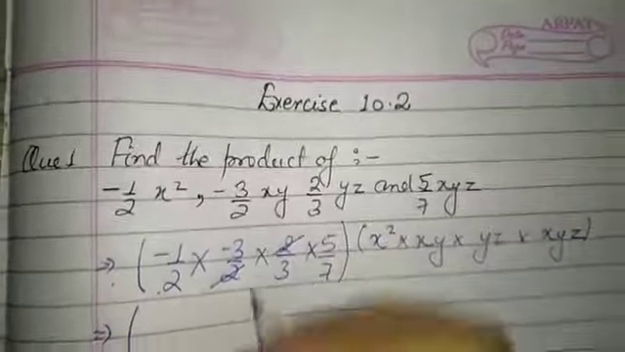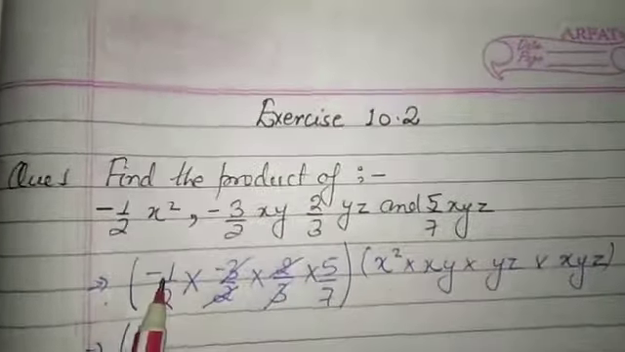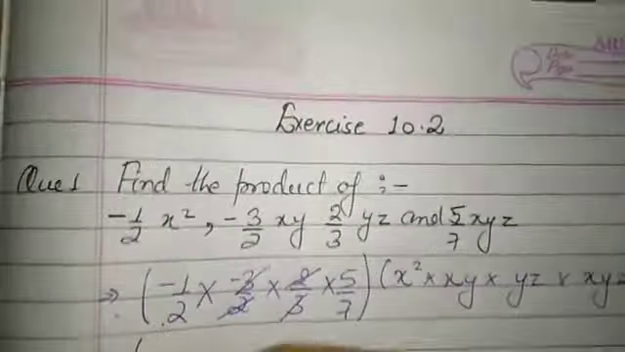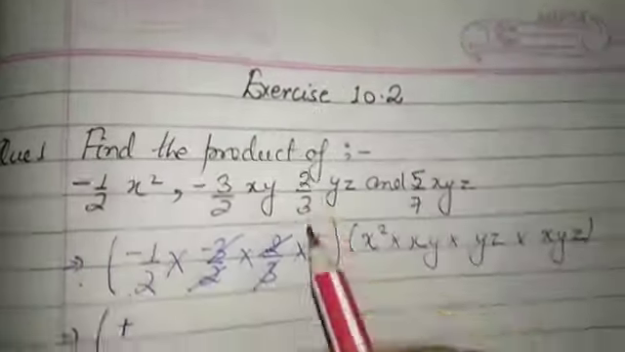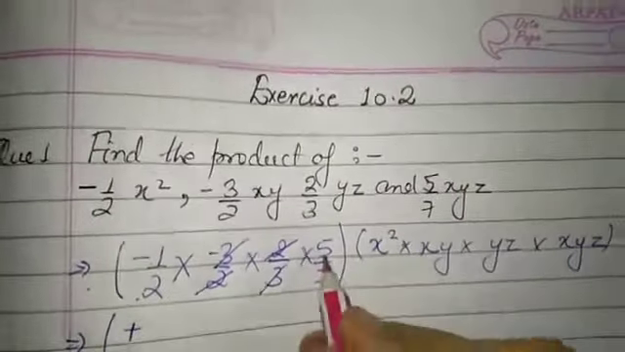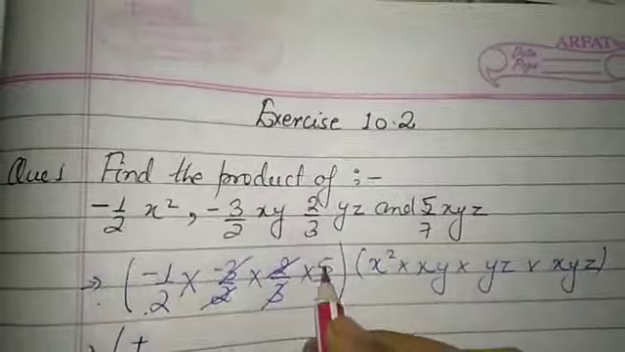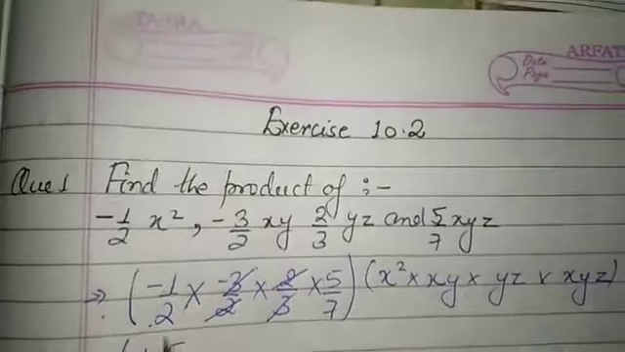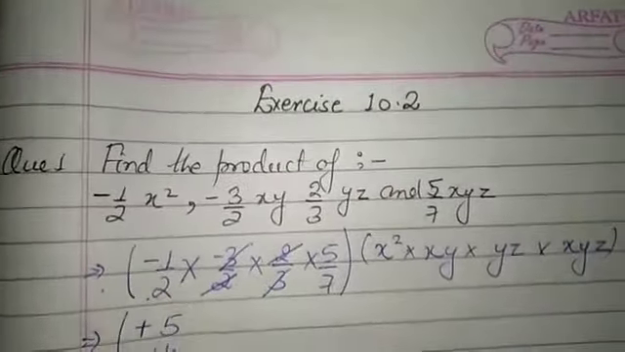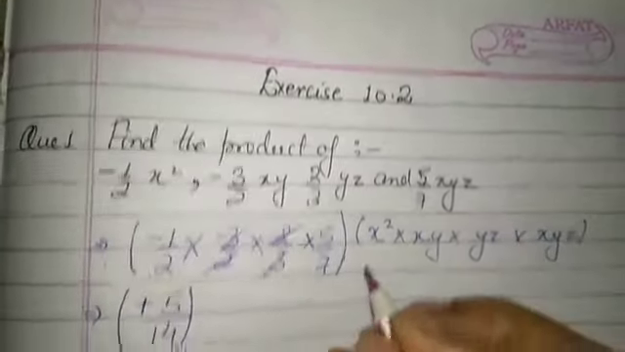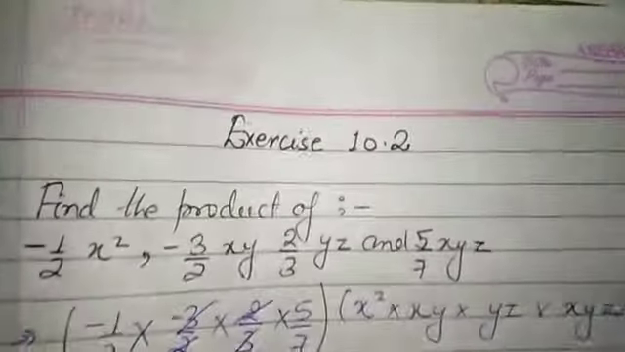Two minuses, minus and minus, will be a plus sign. Okay, and here 1 into 5 will be 5, 2 into 7 will be 14. Plus 5 by 14. Writing all the variables one at a time.